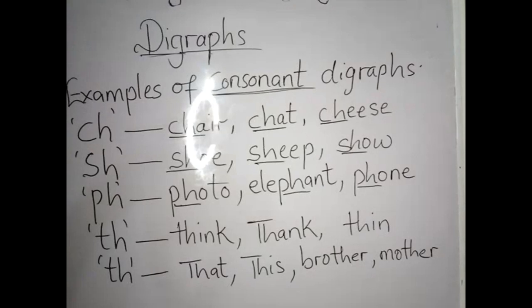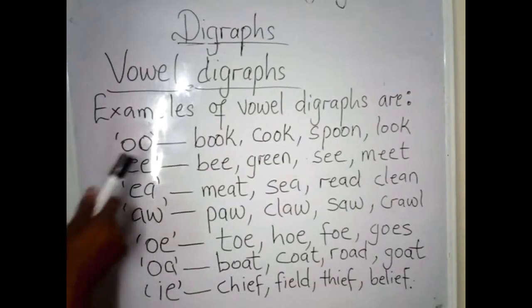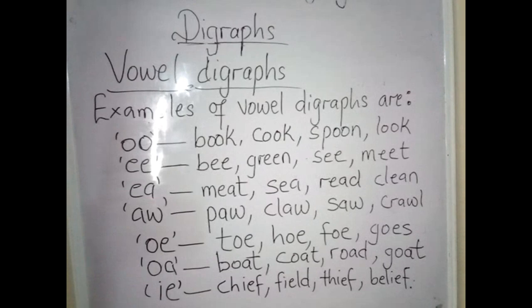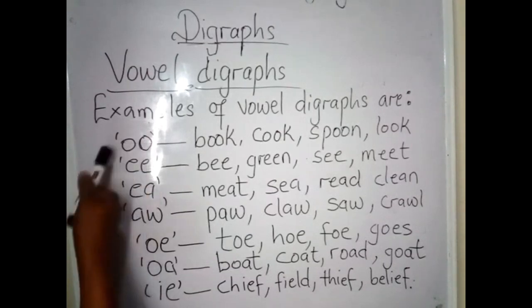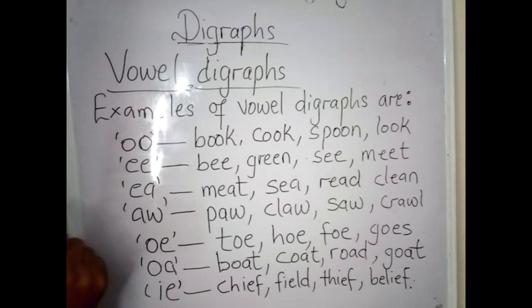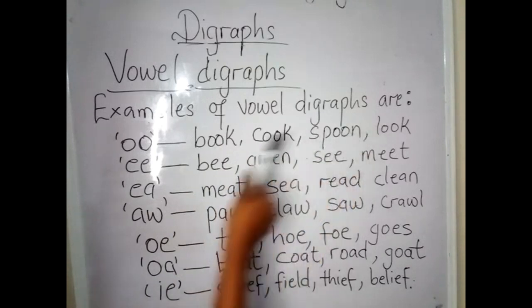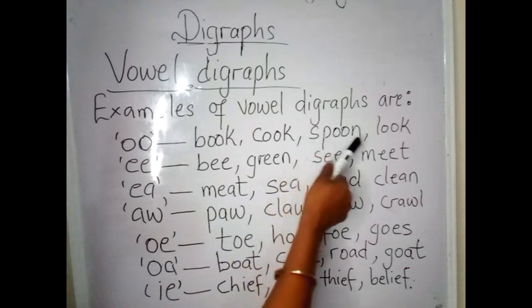So next we are going to look at vowel digraphs. Here we're going to look at some examples of vowel digraphs. You have the letters double O. Ordinarily, the letter O makes the sound O, but when two of them combine, they form a sound like the sound of letter U, but not really the letter U sound. They form a sound close to the U sound. So examples are book, cook, spoon, look.